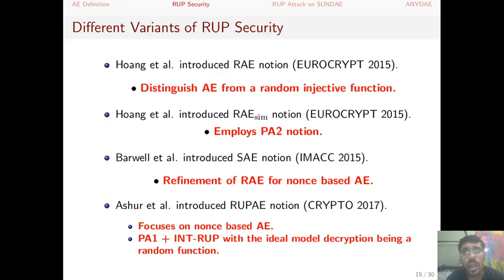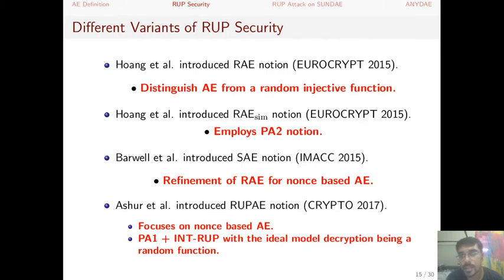Now, followed by this work, there have been different variants of the RUP security model. Huang et al. introduced the robust authenticated encryption notion in Eurocrypt 2015. It basically covers the nonce-misuse notion, and it bridges the gap between authenticated encryption and SPRP security through a ciphertext expansion parameter. Basically, the AEZ algorithm follows the robust authenticated encryption notion.